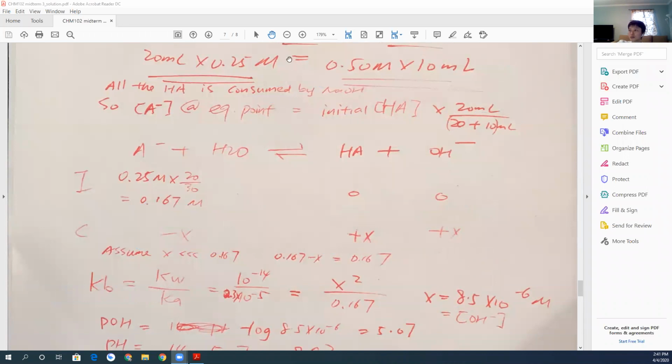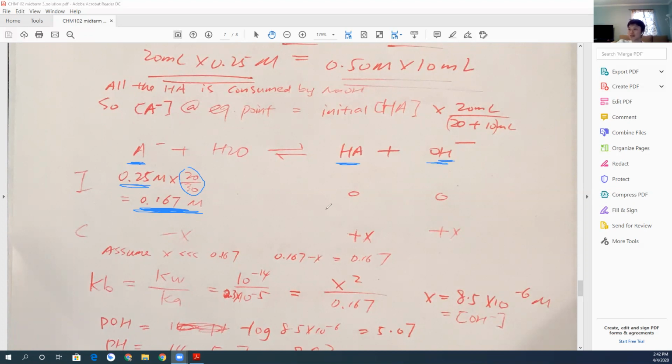This is the initial concentration of the weak acid, which is 0.25, but it's been diluted due to this volume change. So this is the equilibrium concentration of the weak base at the equivalence point. A minus is the weak base, the conjugate base of the weak acid. This is what you have, and you generate a small amount of the acid and the hydroxide.